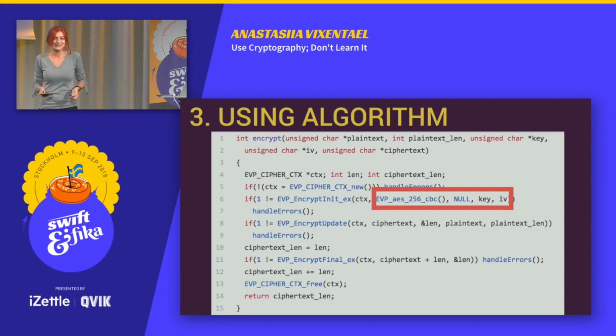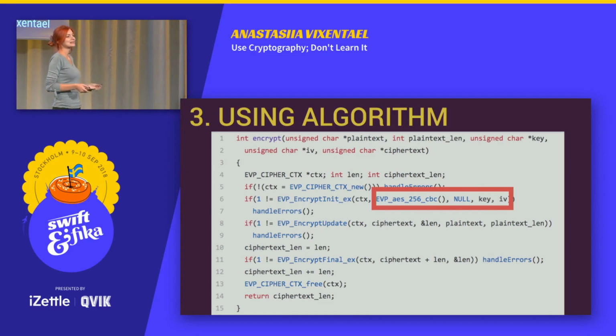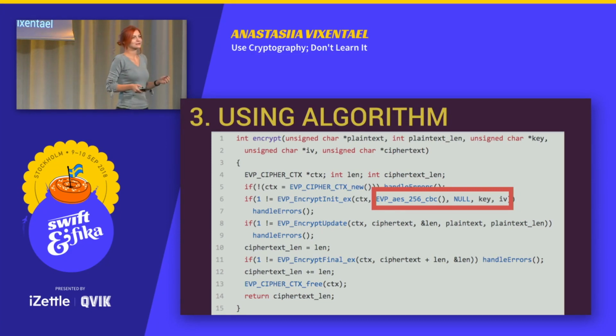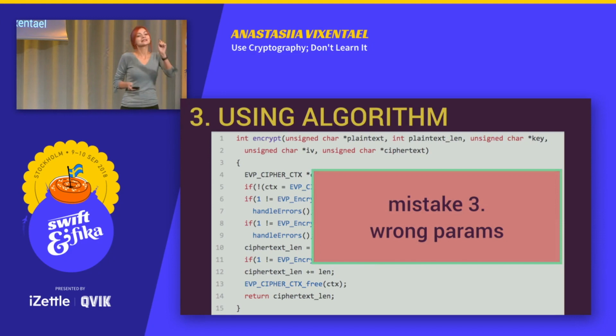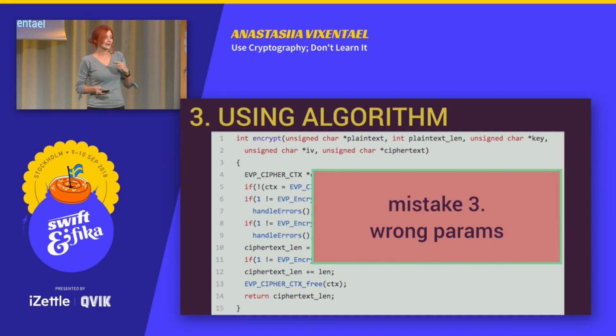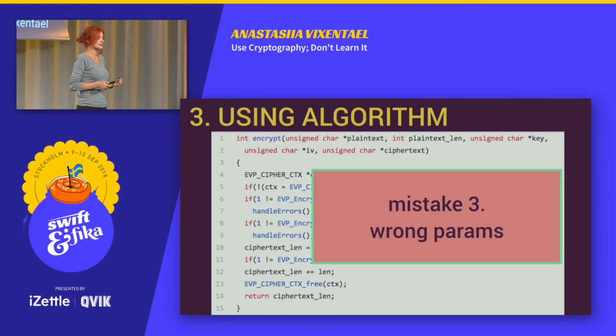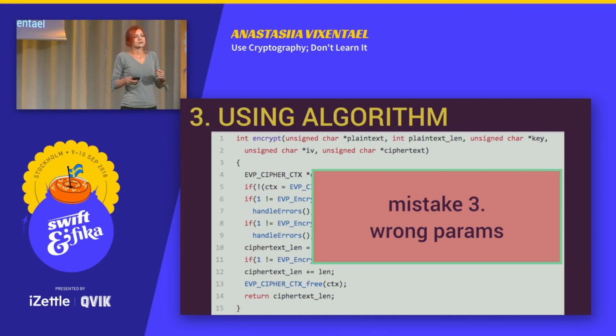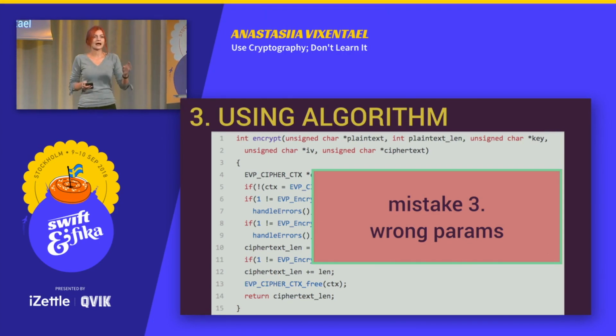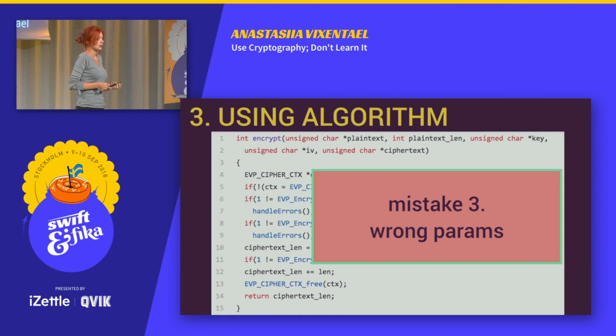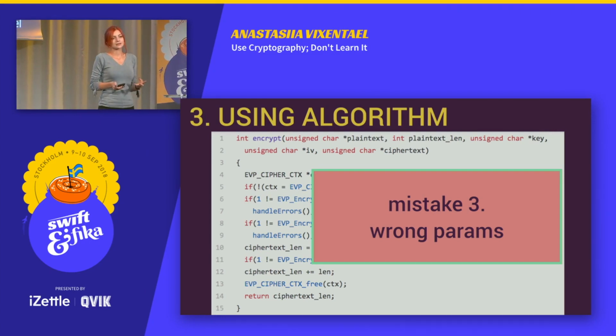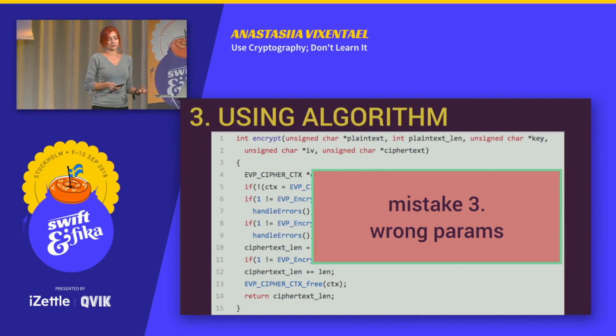That's obvious. This is CBC mode for AES encryption with 256 bits as a key length. The third mistake we run into: we can select the right algorithm, but put the wrong parameters, just because it's not easy. Most of you probably don't know the difference between AES in CBC mode and AES in GCM mode. And this is important because CBC is known as old and vulnerable.